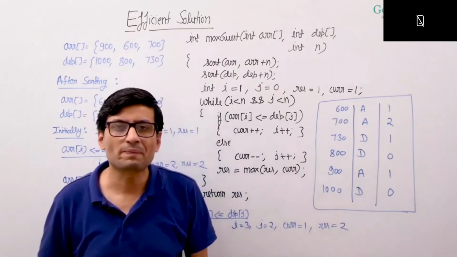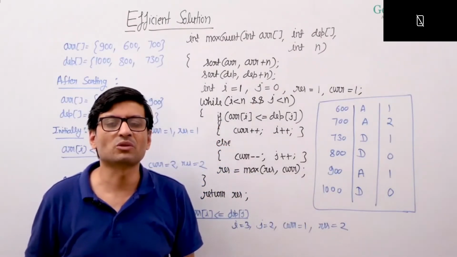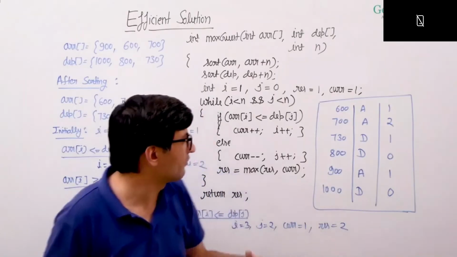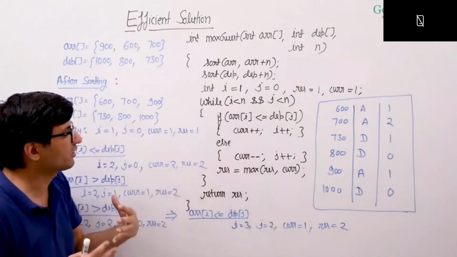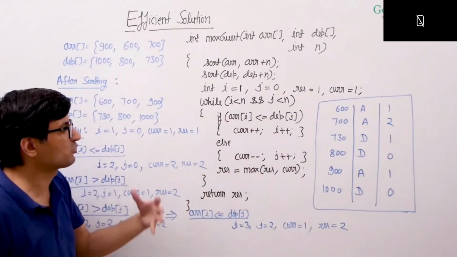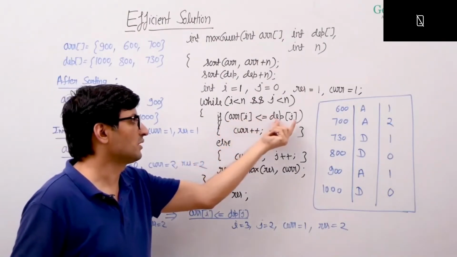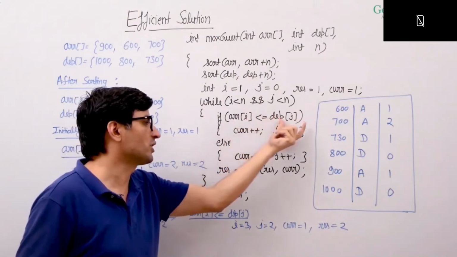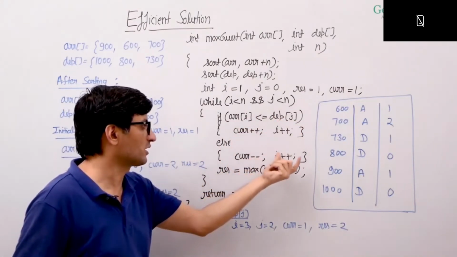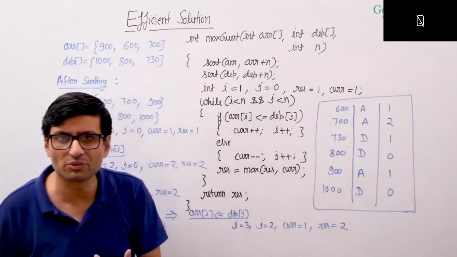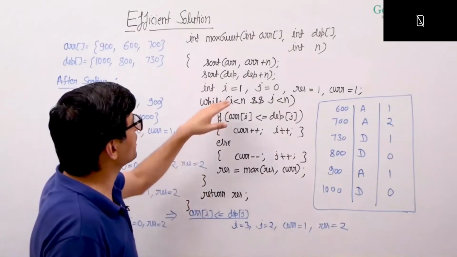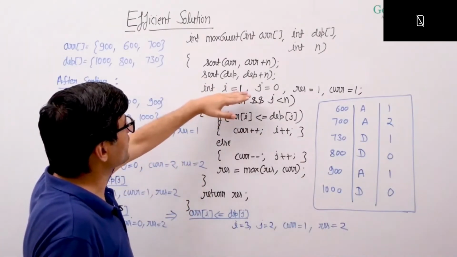Now this problem becomes very similar to the merge function of merge sort. And if you take a look at this code, this is close to the merge function of merge sort. This is what we do in the merge function. We compare array1[i] with array2[j], and we do i++, otherwise we do j++. Something similar we are doing here. So what are we doing here? We have considered the first arrival here.